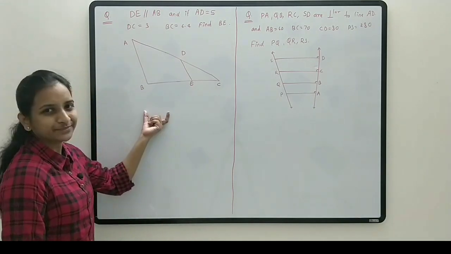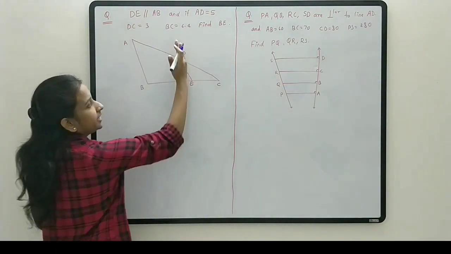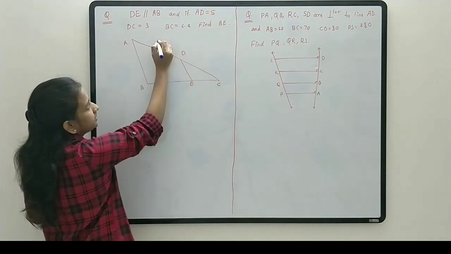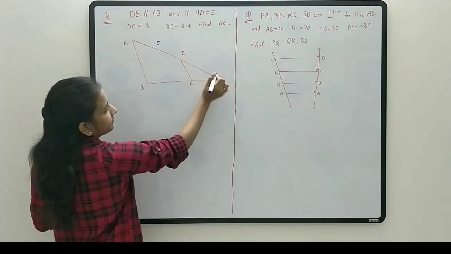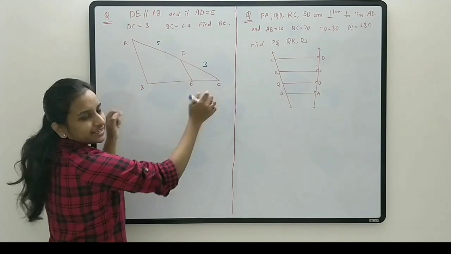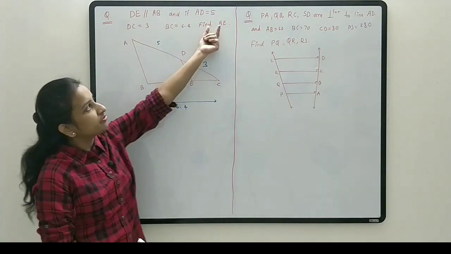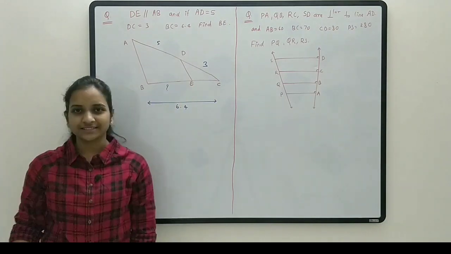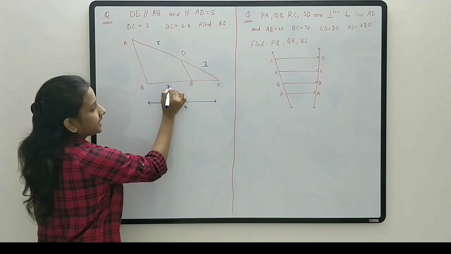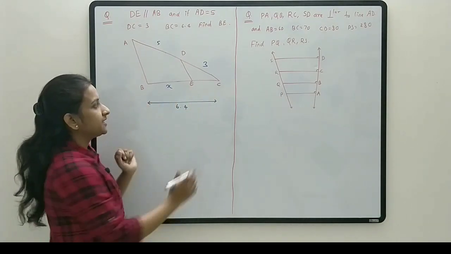Now let's solve this. In this triangle ABC, DE is parallel to AB. Okay. AD is 5 units. So this is 5. DC is 3. BC is 6.4. This complete side is 6.4. Then we have to find BE. How to find this? Take a variable here, say BE as x. Okay, then what is the value of EC? 6.4 minus x.